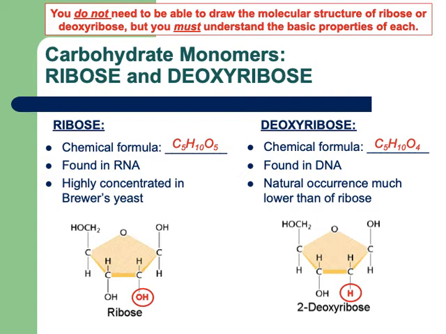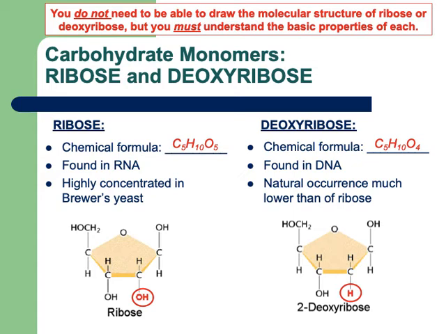So look at the picture of ribose and look at the picture of 2-deoxyribose. The 2 indicates that the oxygen is removed from the second carbon. That's important to know. So the oxygen is removed from the second carbon. So it's 2-deoxyribose.